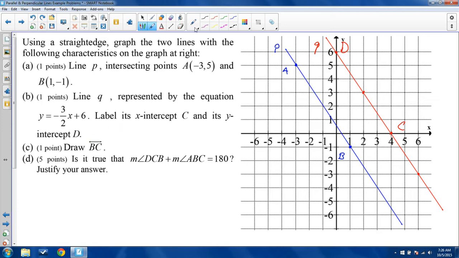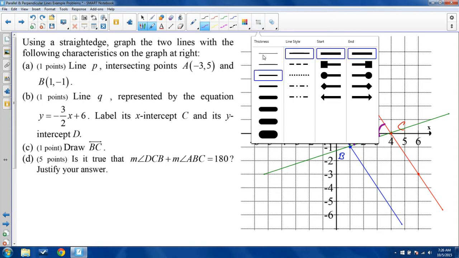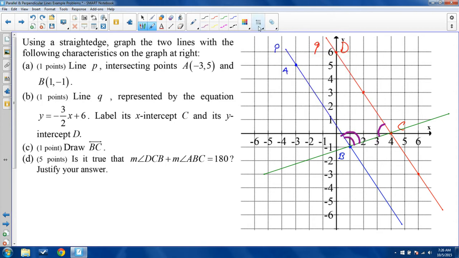Okay, draw line BC. So I have to draw a line that goes through points B and C. It'll be green. So let's go ahead and do the best we can there. That's the best I could have done. There we go. Okay, right there. A lot of instruction. Is it true that measure of angle DCB plus measure of angle ABC equals 180 degrees? Does this plus this equal 180? Justify your answer. What you're not going to do is take your protractor and measure the two. What you want to determine is whether these two same side interior angles are supplementary.